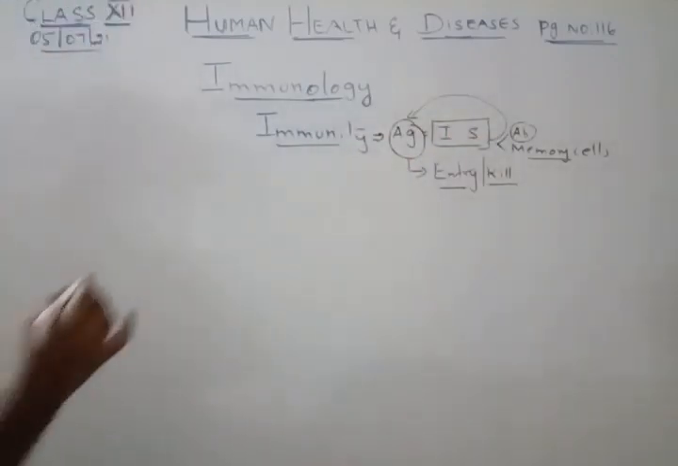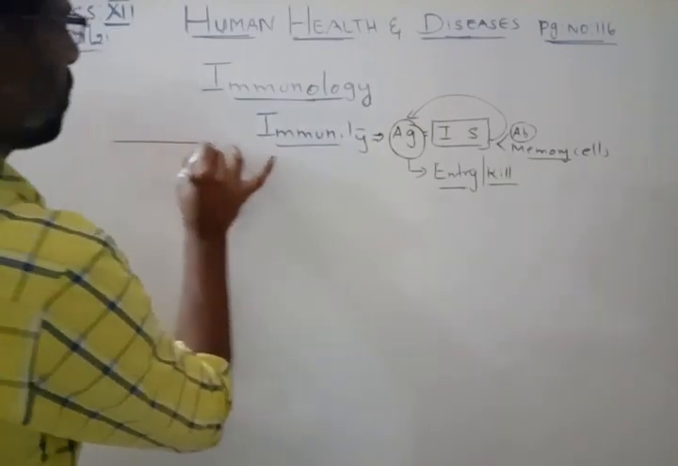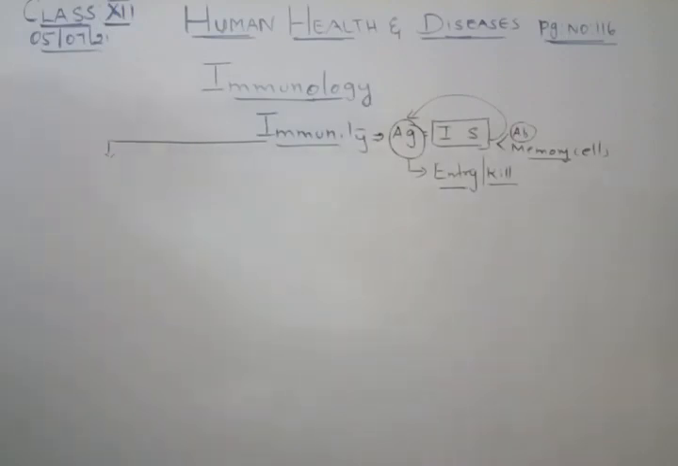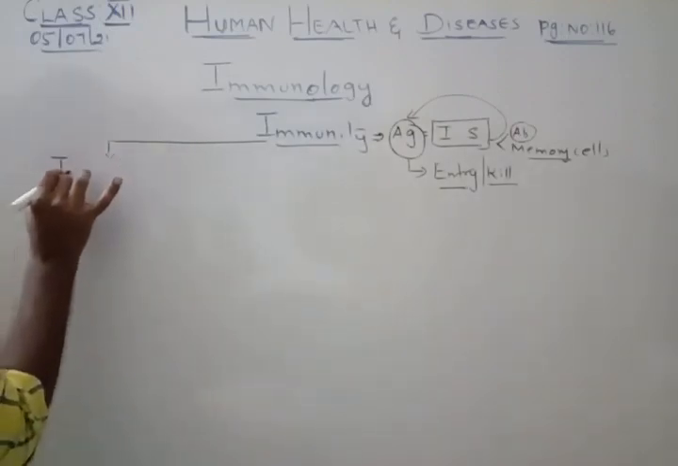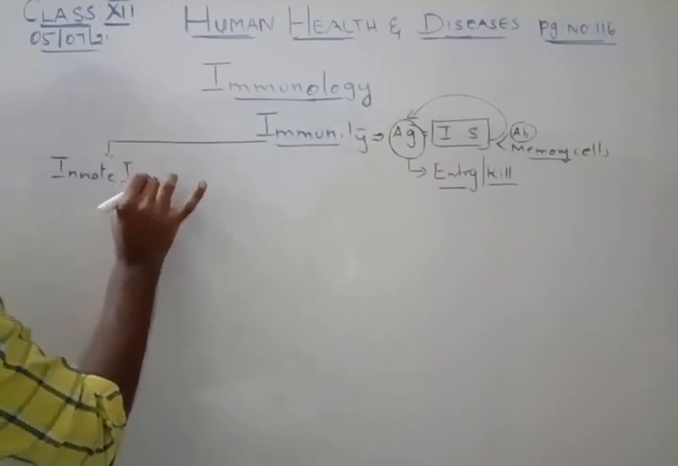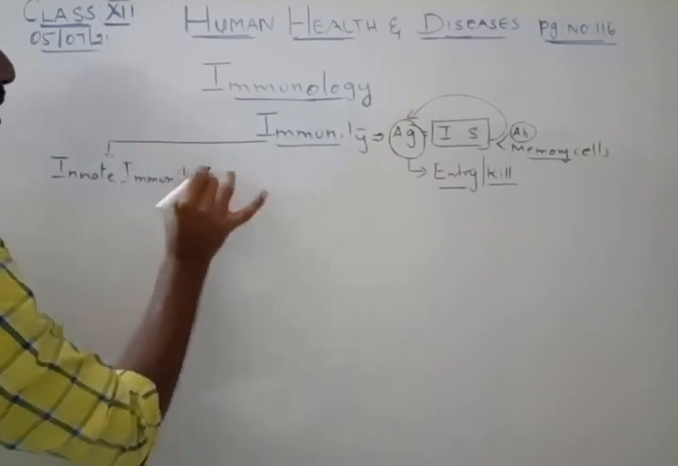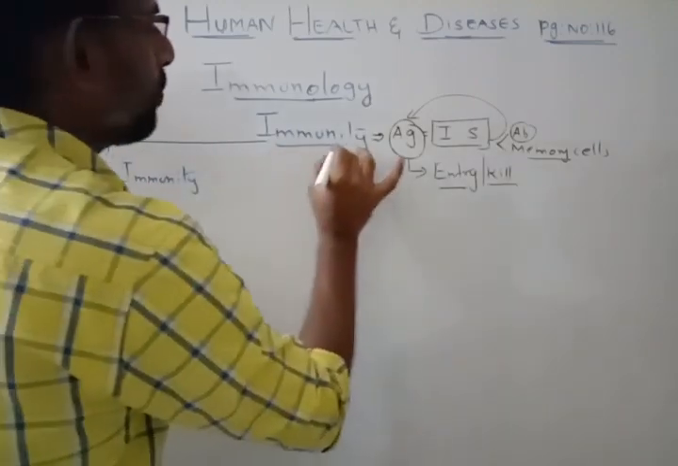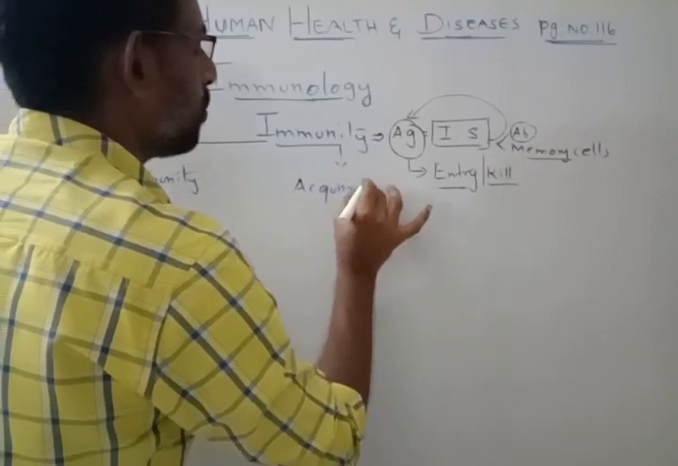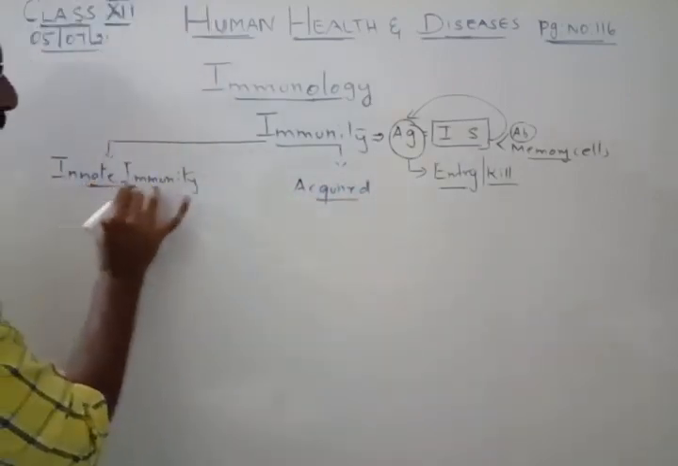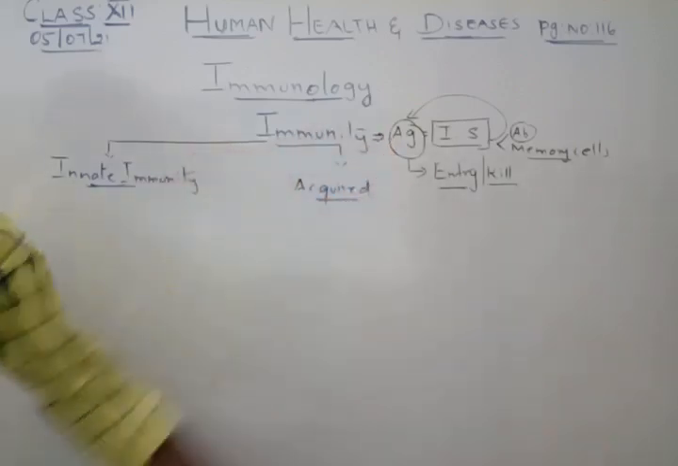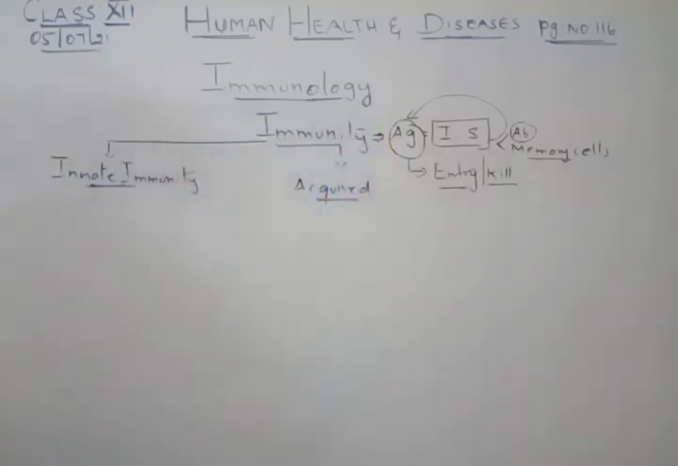Now this immunity is of two types. The first one is called innate immunity. We will first discuss this innate immunity now. The second type we will discuss later, that is called acquired immunity. So there are two types of immunities. Immunity is to prevent the antigen from entering the body or to kill it. That is the main aim.